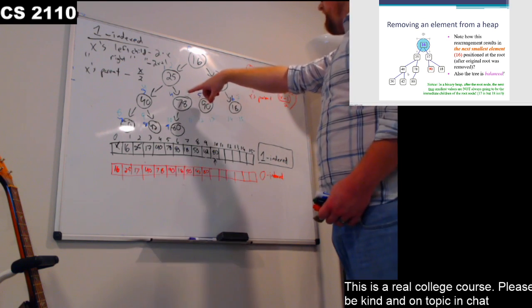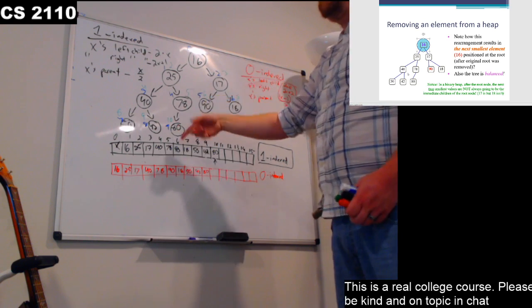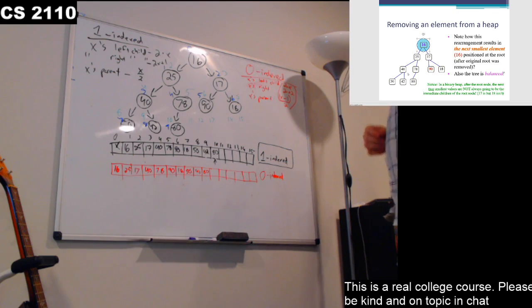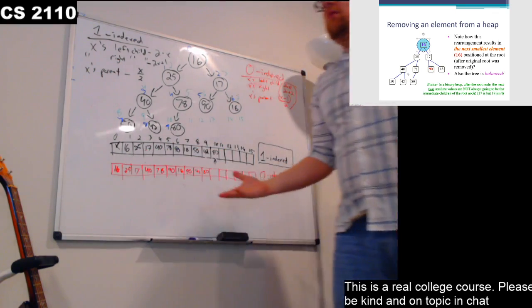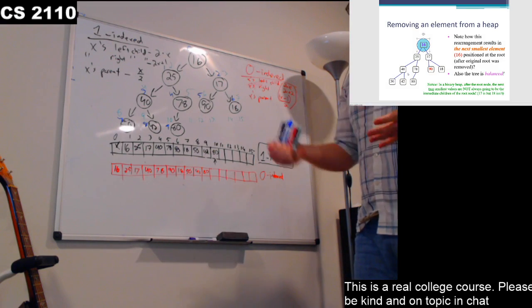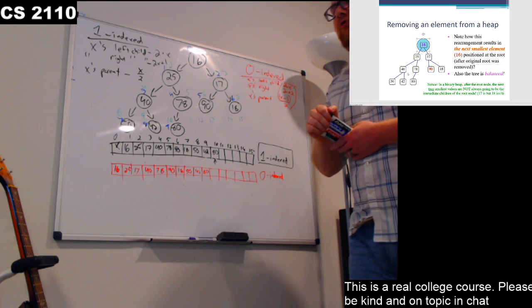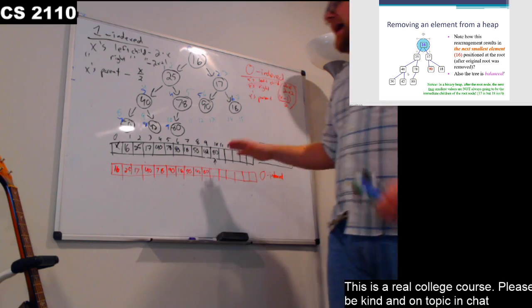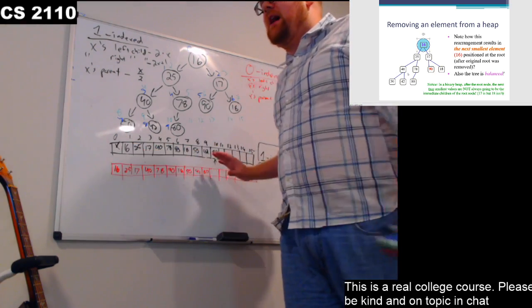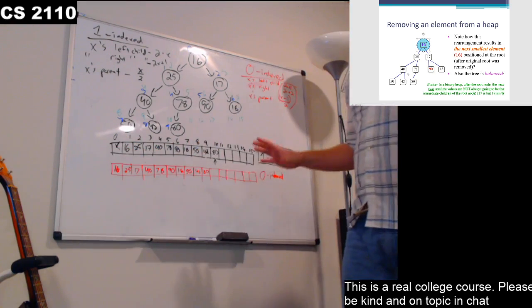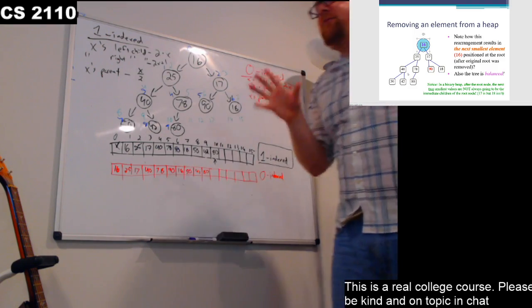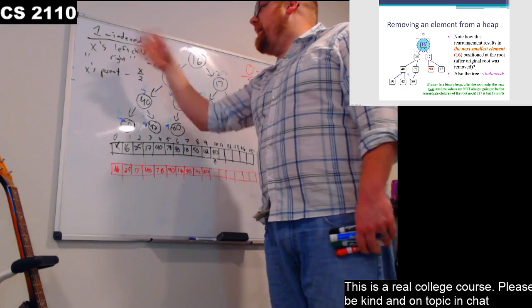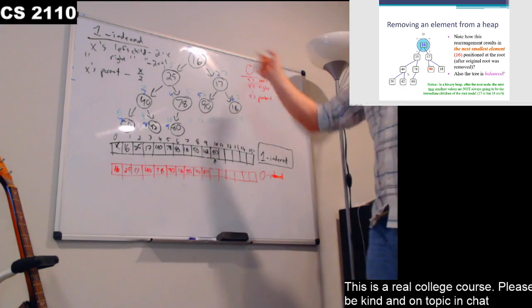4 times 2 is 8, plus 1 is 9. 9 is the left child of 4. If it's 0 indexed. So you can do either 1 indexed or 0 indexed here. If we ask you some exam question about heaps that involves actually doing something with this underlying array, we will be clear to note 1 indexed or 0 indexed. If we fail to do so, you may assume either. The point is there's 2 ways to do it.